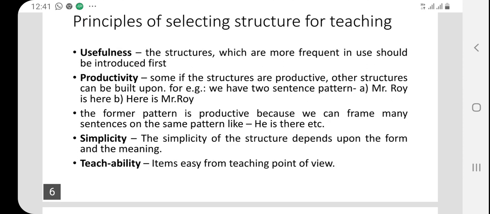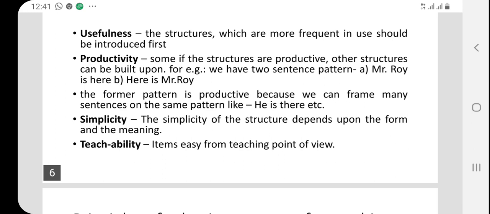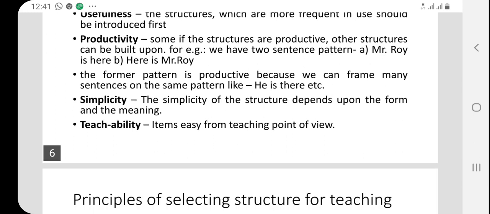Then we have simplicity. Certainly, if a good teacher starts teaching a class with complex sentence structures, it will definitely be useless for the students. To teach them in a proper way, the teacher must teach them simple sentences. There should be simplicity in the structures, like, as I told you, subject, verb, and object.